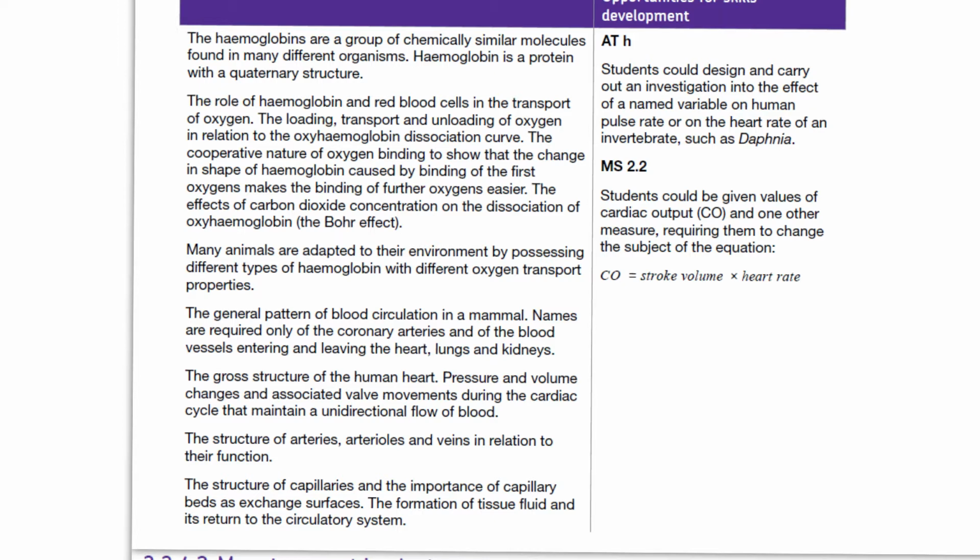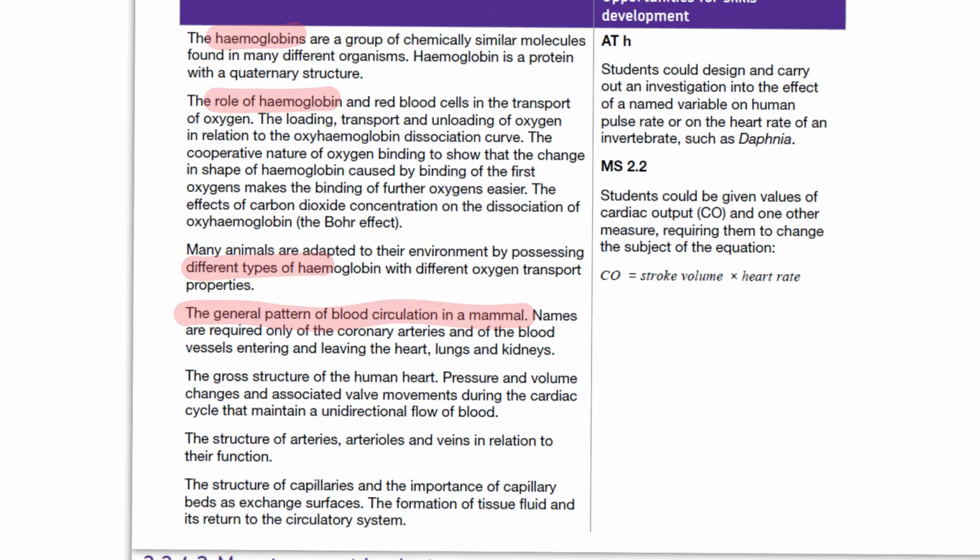Our lessons are not going to be following the exact order that you see here. So later on we can see we're going to be learning lots about hemoglobin. We're going to learn about what they are, what they do, and different types of hemoglobin. We're going to be learning about the general pattern of blood circulation in a mammal, which we'll be starting today.